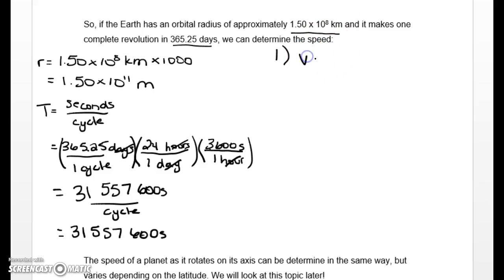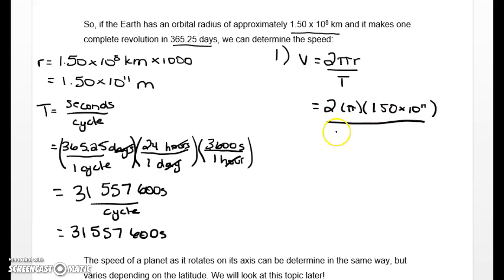Looking at our speed, that is equal to our circumference, or the distance traveled, which is 2 pi r, divided by your period. So that is equal to 2 times pi times your radius, and we're going to use meters here, divided by your period, which we had as 31,557,600. Go ahead and plug that into your calculator, and we should get a value of 29,865.32.